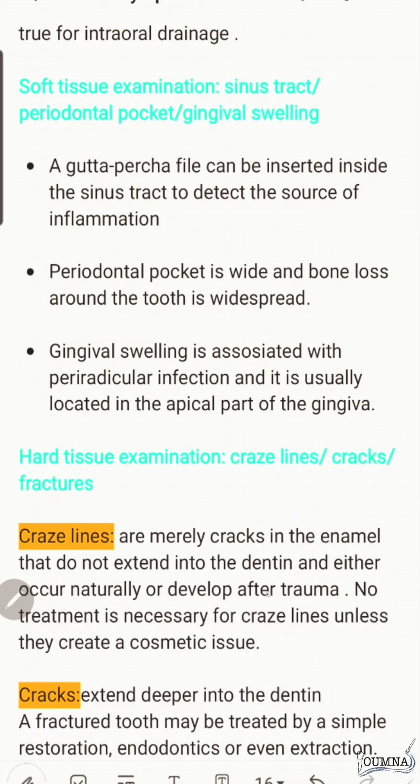Then, if we examine the periodontal pocket and it is wide and the bone loss is widespread around the tooth, it is usually associated with an infected tooth of odontogenic origin. The gingival swelling is associated with periradicular infection and it is usually located in the apical part of the gingiva.